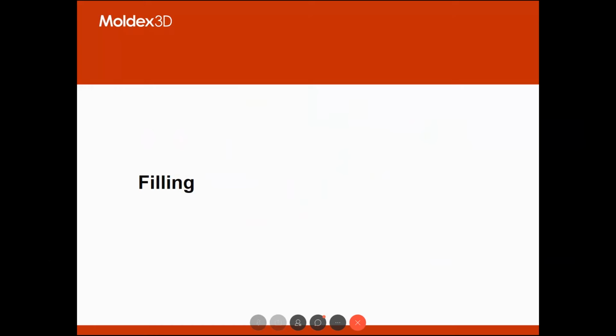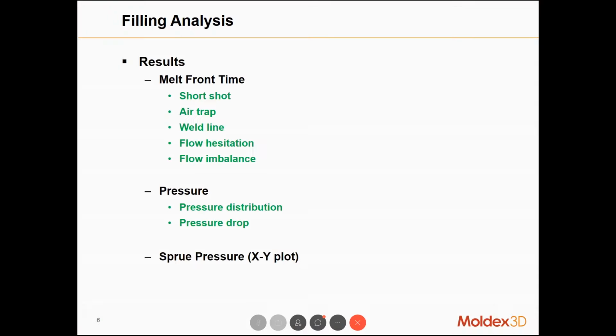So we are starting from the filling stage. By analyzing the filling stage, we can verify the filling performance when the part is filled out completely. From the filling analysis, we can get more understanding of the short shot problem, the location of the air trap, the potential weld line location, the area of hesitation on your part, and the flow imbalance on your part too. And also the pressure distribution on the part and the sprue.